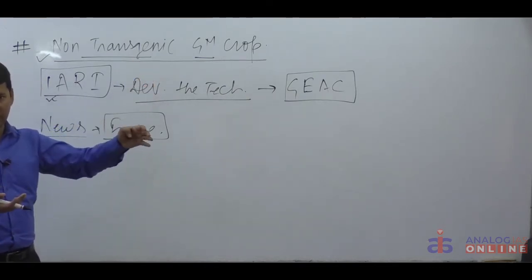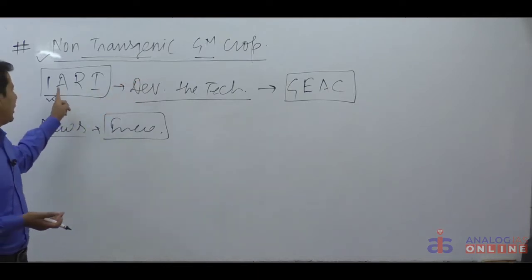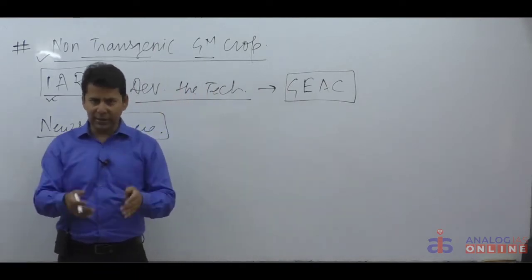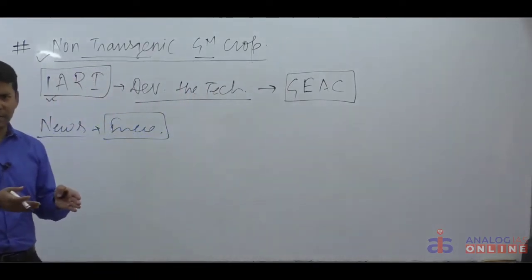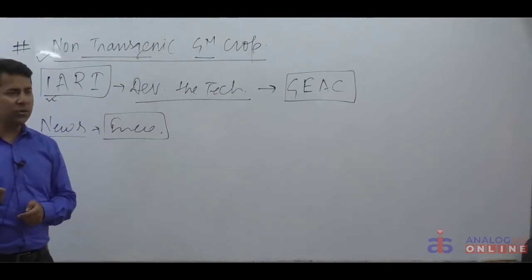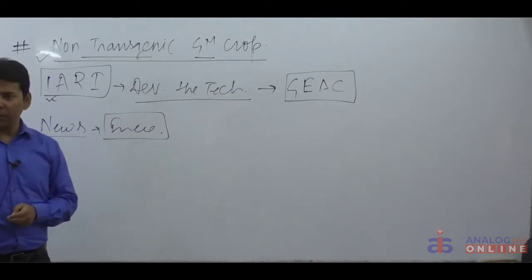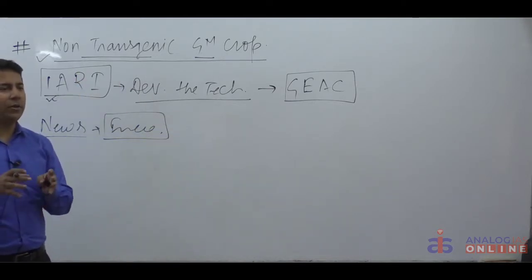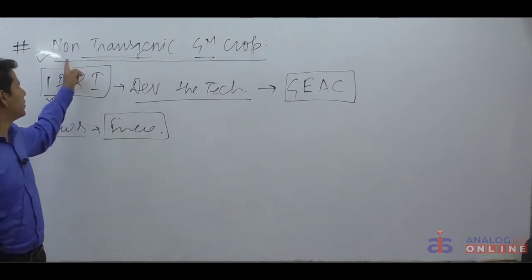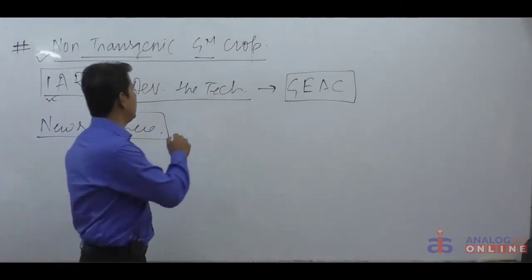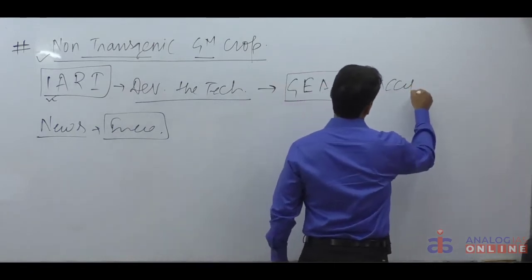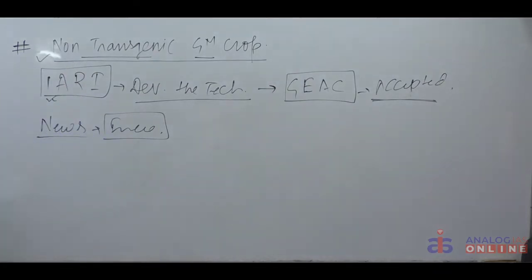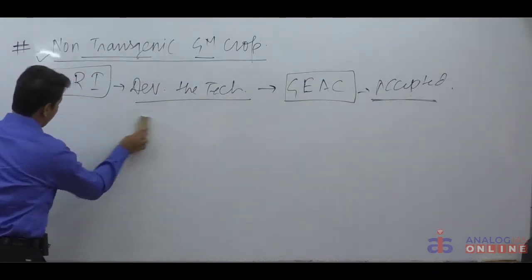And in the last class, we discussed that IARI is basically putting pressure on GAC to accept it. But recently, just a month back, GAC approved it. So that is another news. That technology which has been applied by IARI to GAC is now being accepted. And now India will grow some GM crop using this non-transgenic GM crop technology. So this is accepted now, right? Fine. So this news is not important.